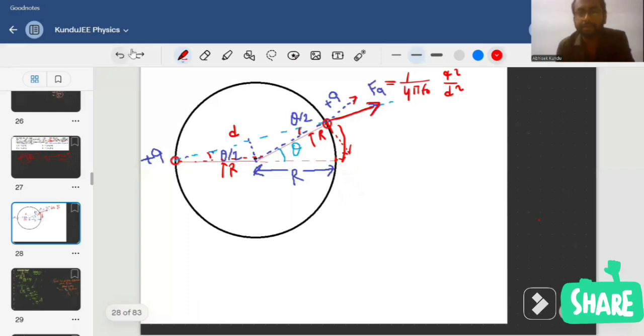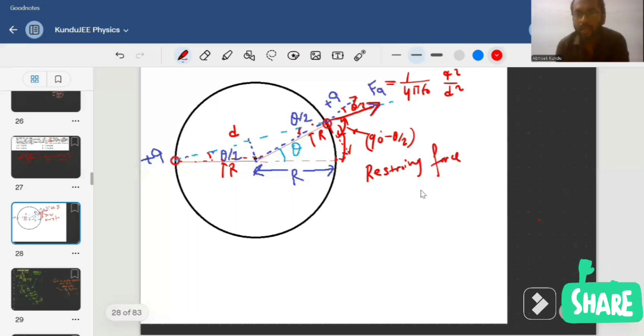What is the component of force that is trying to restore the equilibrium position? FQ cos of this angle. What is this angle? If this is theta by 2, the opposite angle is also theta by 2, so this angle is 90 degrees minus theta by 2. So the restoring force is FQ cos of 90 degrees minus theta by 2, that is necessarily FQ sine of theta by 2.